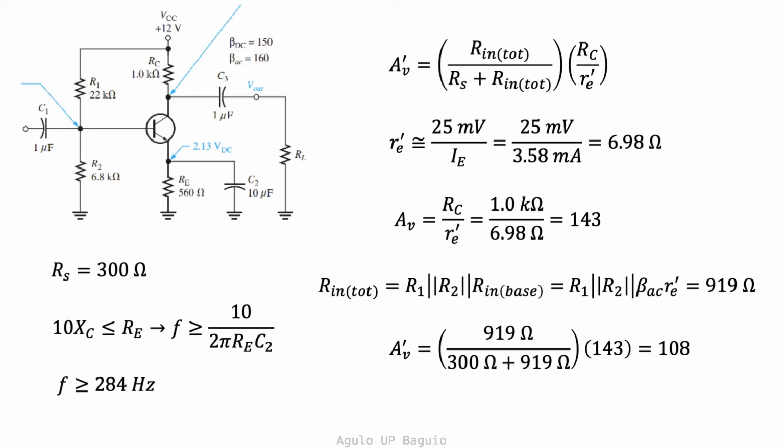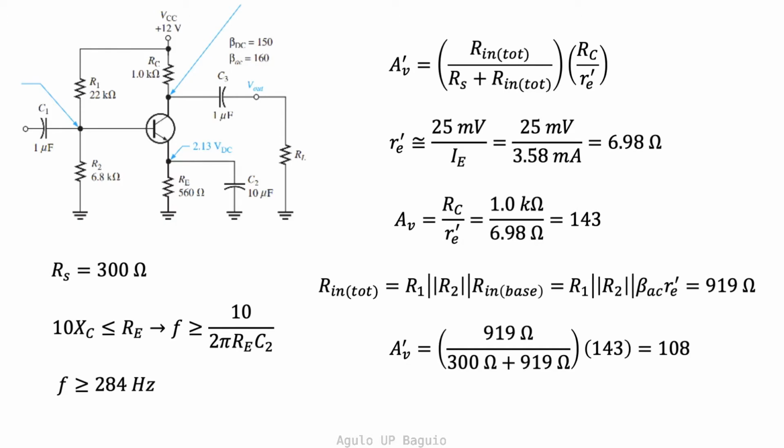Plugging all of these in, we then solve for the overall voltage gain to be 108. We haven't checked whether C2 is a good bypass capacitor satisfying the condition where 10 times the capacitive reactance must be less than or equal to the emitter resistance. At this point, we don't know the operating frequency.